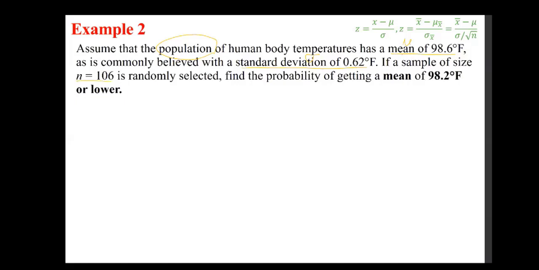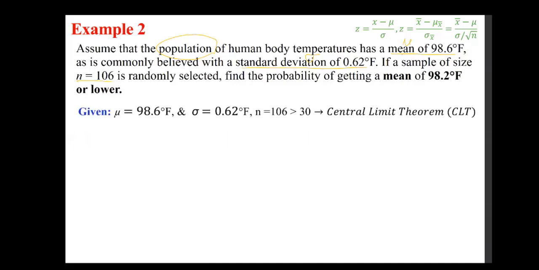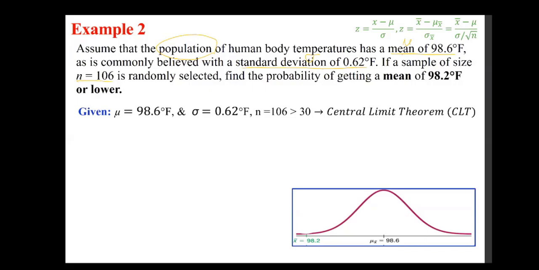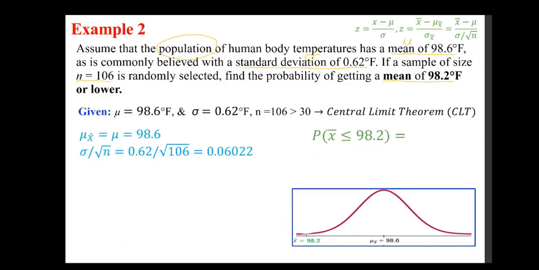It doesn't mention it is normally distributed, but it doesn't have to because n is larger than 30 and therefore the CLT, central limit theorem, applies. And we have mu of x bar equals mu, sigma of x bar is sigma over square root of n. So we want the probability of x bar, find the probability of getting a mean of 98.2 or less. So we want to start with this one.